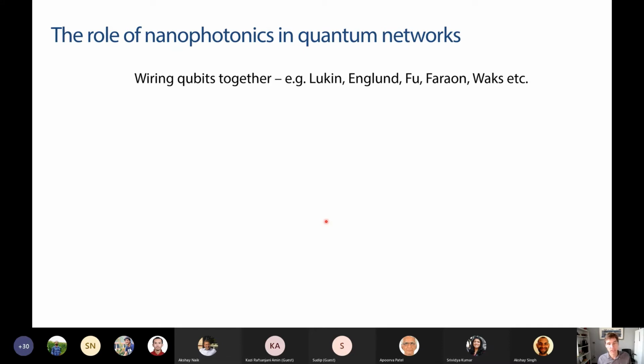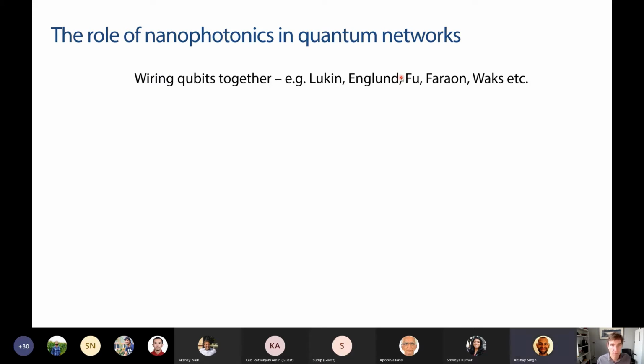Instead, shift towards discussing what is the role of nanophotonics in realizing these quantum technologies. And nanophotonics is really important as a platform for potentially wiring these qubits together. So despite many years of effort, there still haven't really been many.